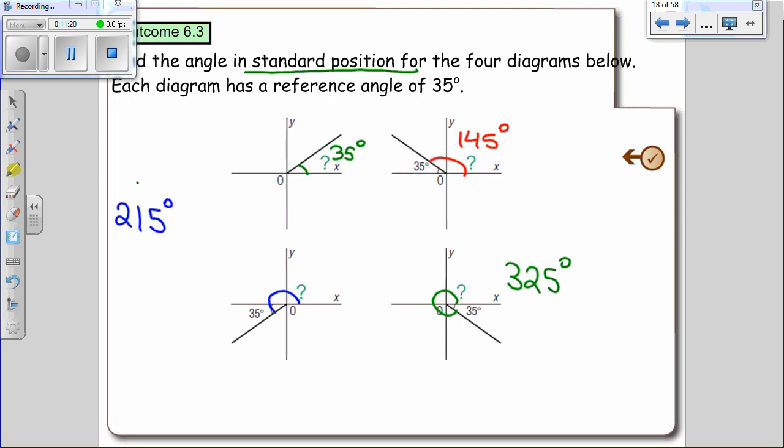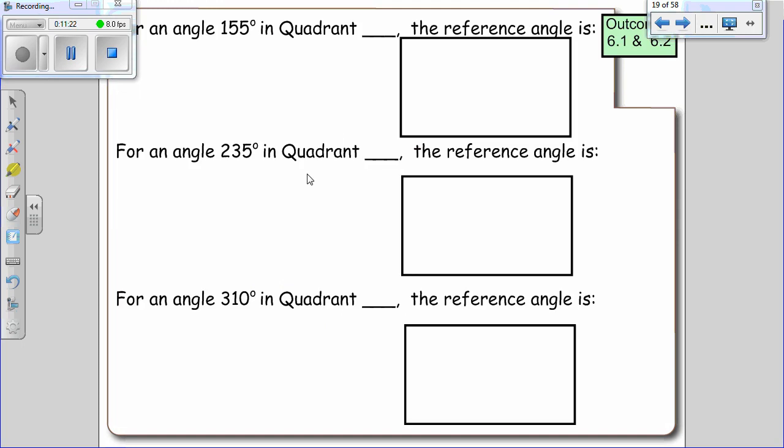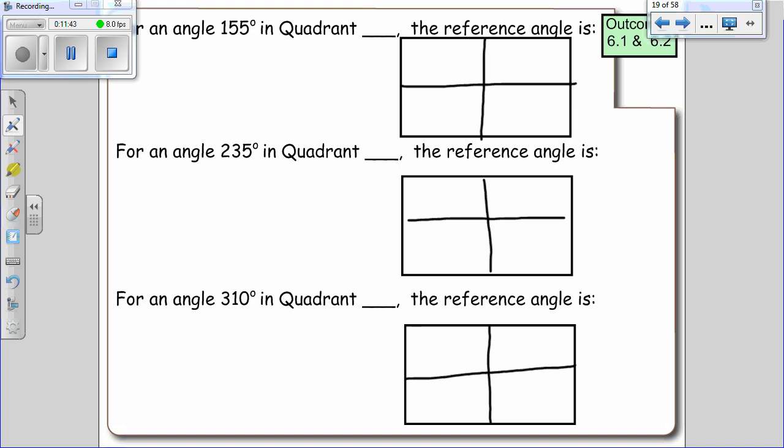Okay, let's try to draw some. So they have now given you an angle and they want to know what the reference angle is. For all of these, what you should have is a beautiful XY axis in the middle of each of these. You draw it yourself. I'll draw the first one with you, and then I want you to try the next two on your own.